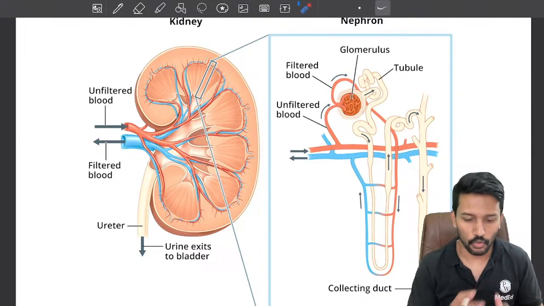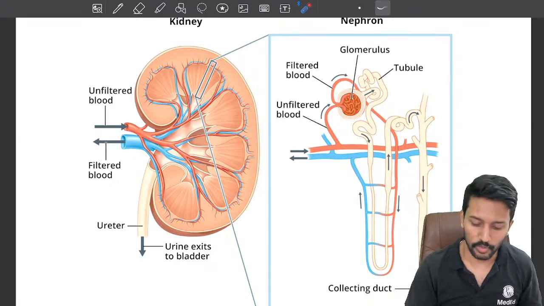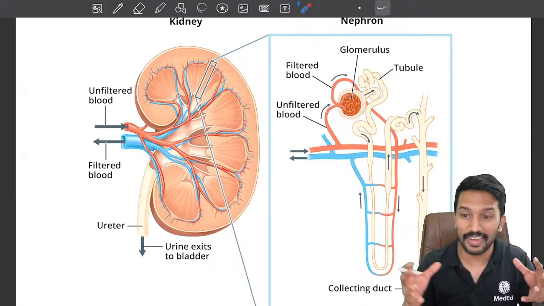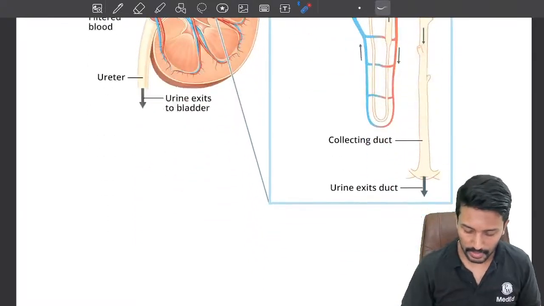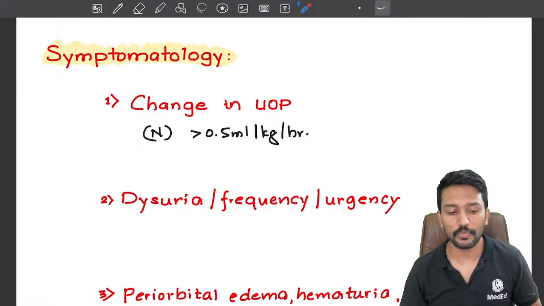Okay. Now having understood that basic, we should also be able to recognize the site of damage based on the symptoms. Like, how do I recognize if the problem is in the glomerulus? How do I recognize if the problem is in the tubules? How do I recognize whether the problem is in the connective tissue that is holding the nephrons together? So let us make an understanding of the symptoms. What are the symptoms of kidney disease?